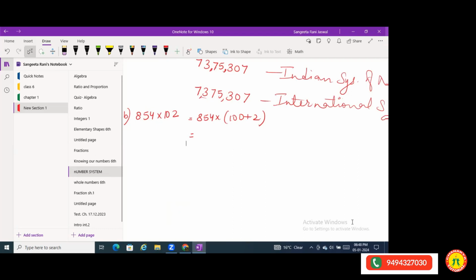Aishwarya, you tell me. Yes, ma'am. We have to first multiply 854 with 100. Very good. Then we get the answer as 85,400. Okay, and what else? Then we have to add 2. Yes, ma'am. Only 2.